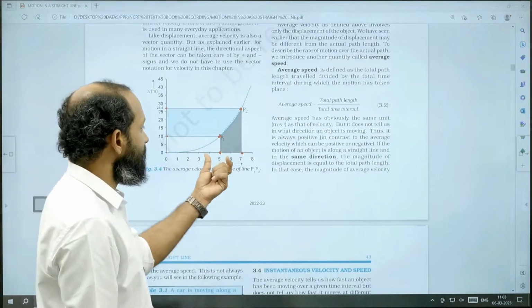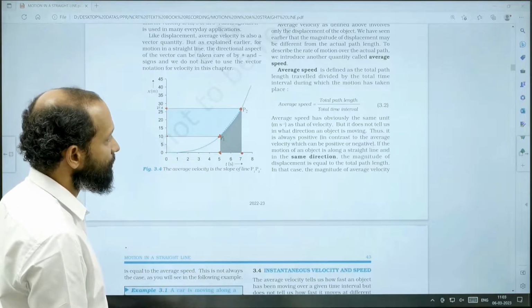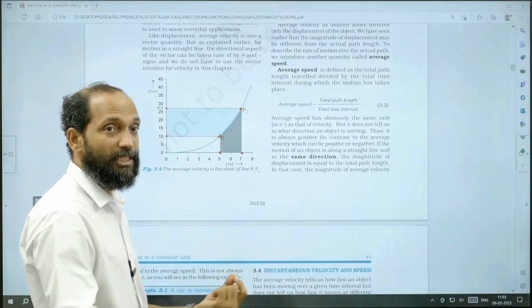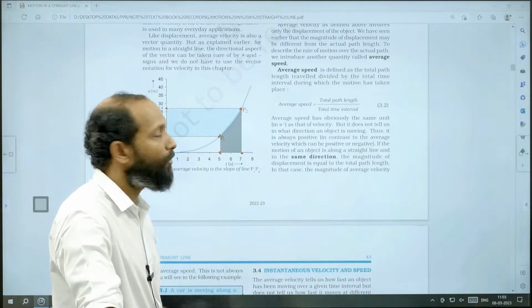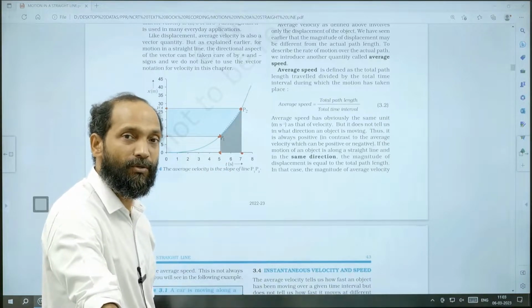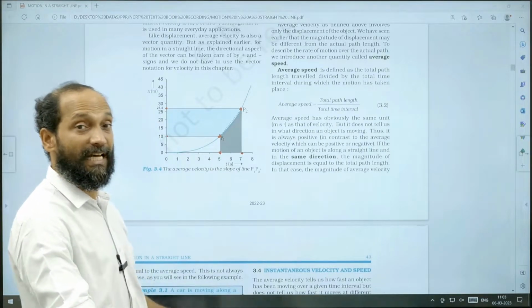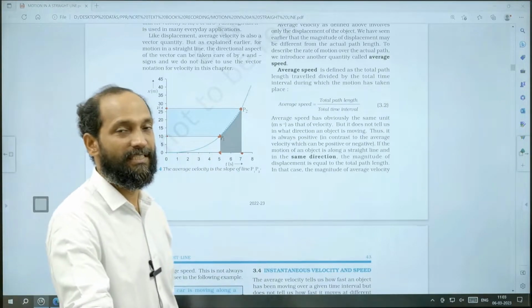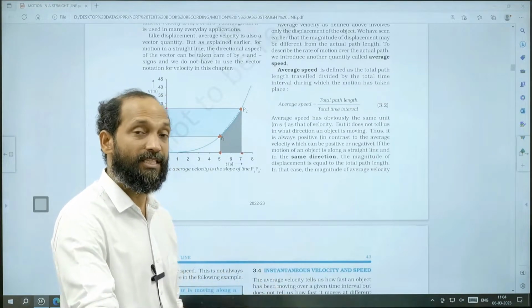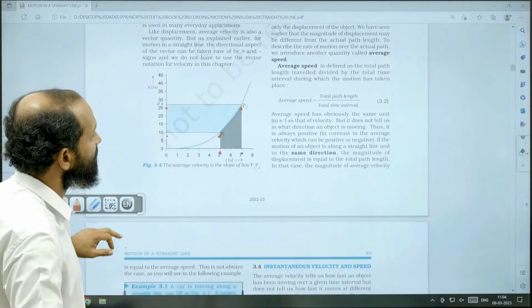Then the time interval is gradually reduced. You can find out the similar slope of that chord of reducing length. Finally, you get a chord which only touches one point. That cannot be called a chord. That is a tangent. So slope of that tangent is called instantaneous velocity. Slope of the chord is called average velocity. Slope of the tangent is called instantaneous velocity. All that we have learned, just revise, that's all.